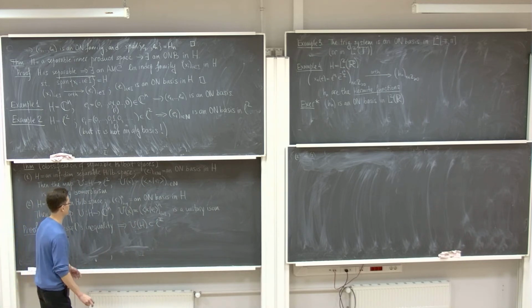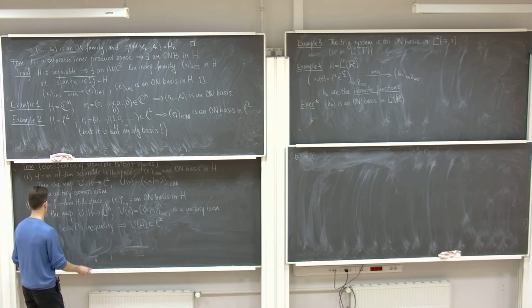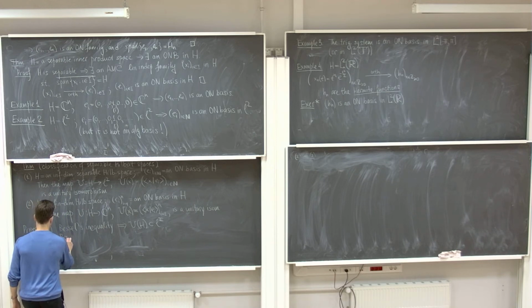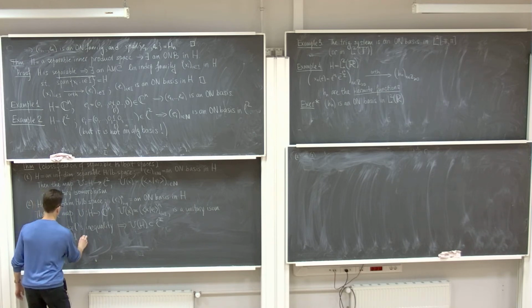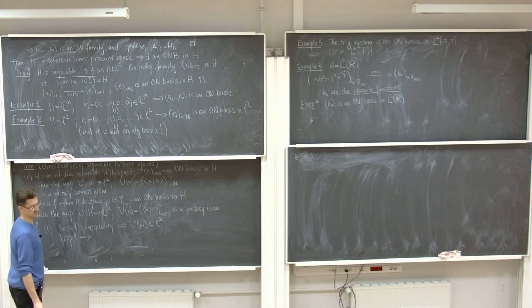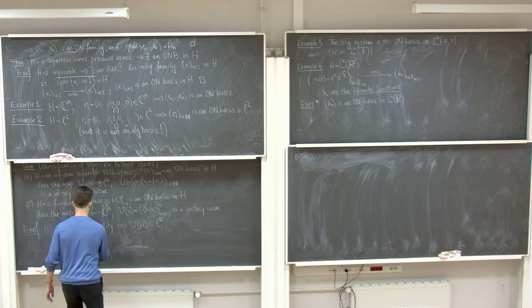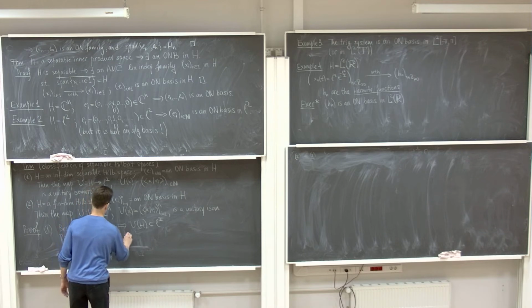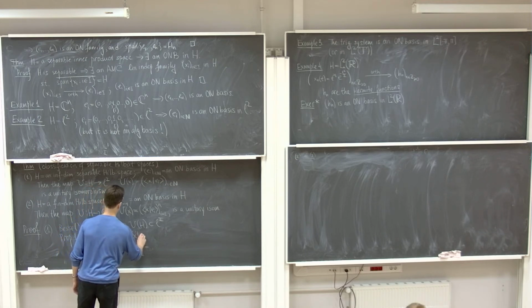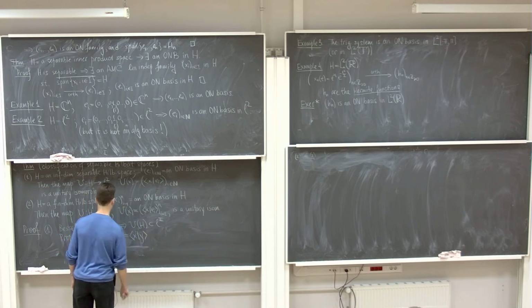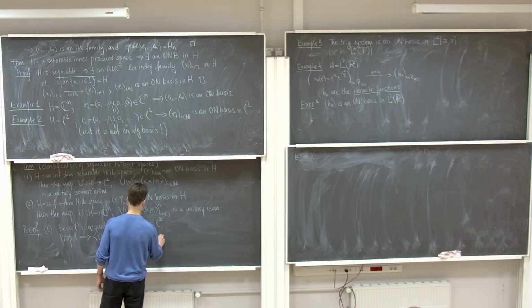Moreover, proposition 1 from today's lecture implies that U preserves the inner product. The inner product of Ux and Uy equals the inner product of X and Y. This is part 2 of proposition 1.